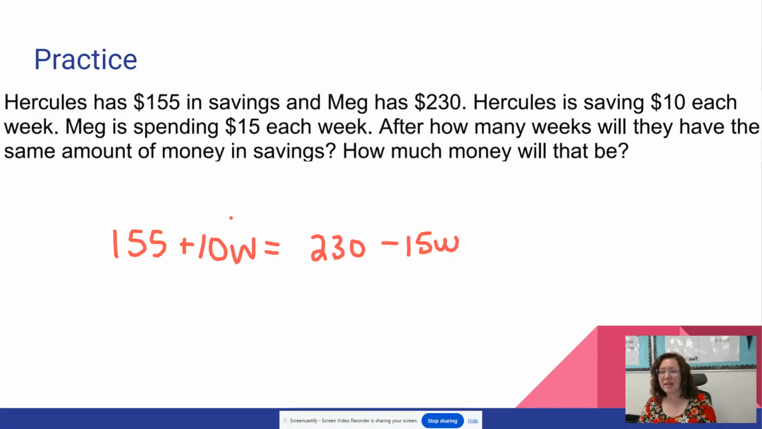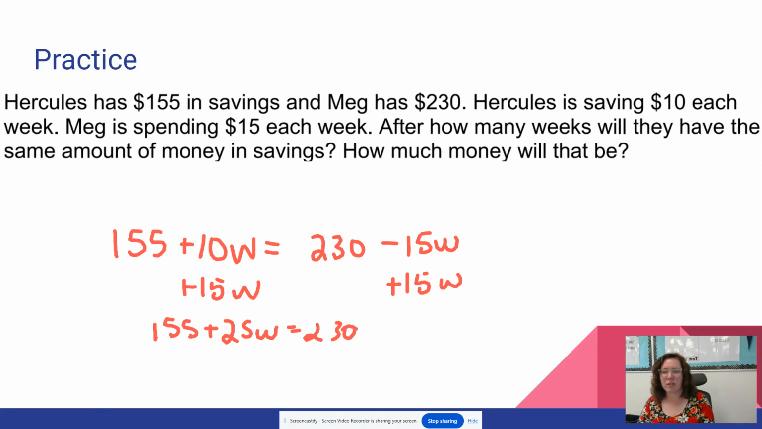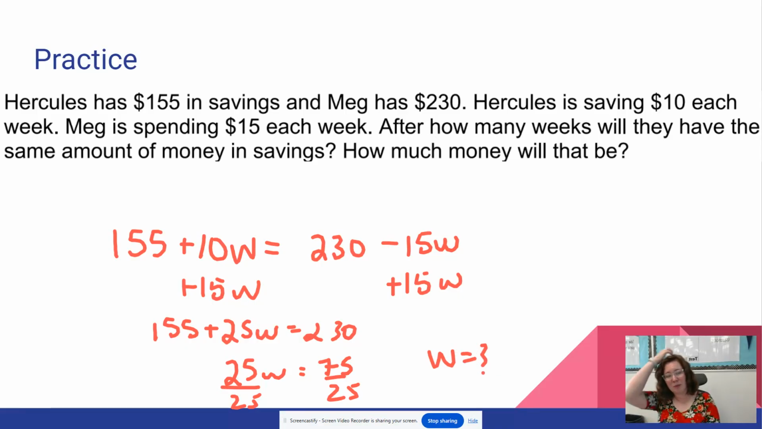So we have a W on both sides. Let's get rid of one of them. Minus 15 is much smaller than positive 10. So I'll get rid of minus 15. The opposite of minus 15 is plus 15 on both sides of the equal sign. Now I have 155 plus 25W equals 230. Now instead of just saying, and then finish solving it, I'm going to go ahead and solve it. So 230 minus 155, we now get 25W equals 75. Divide both sides by 25, and we know that after 3 weeks, they'll have the same amount of money.